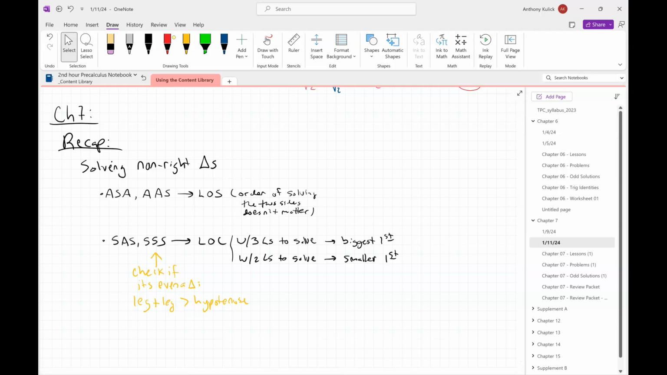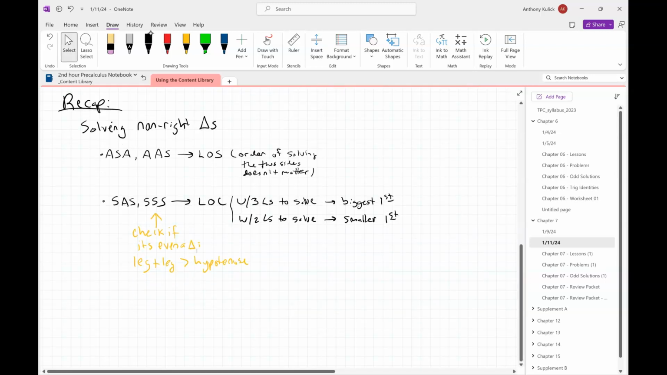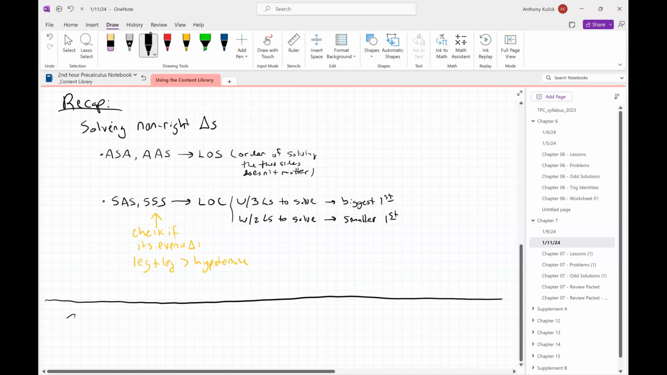What are the little things we have to be careful about? Those are the things I have to pay attention to closely, but that's the general picture. So far, so good. Notice that there's still one situation missing that we haven't talked about. That's the SSA situation. That's what we're going to be talking about today.